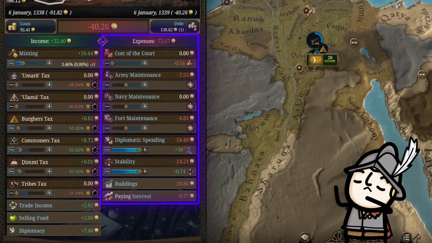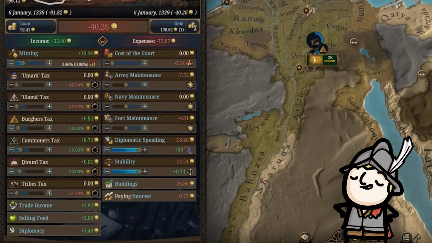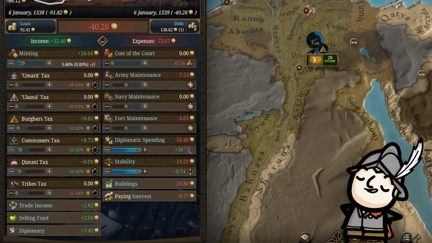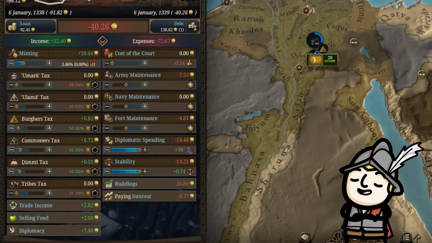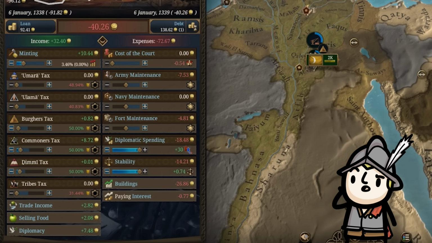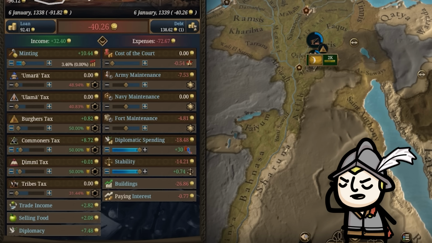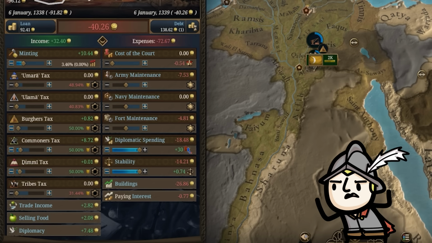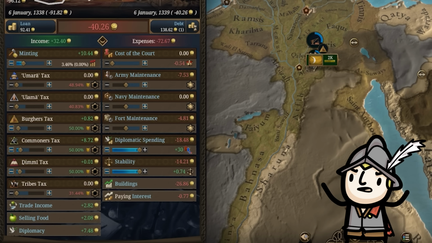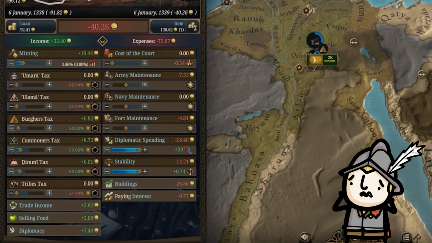Over here on the right, we have our expenses column. Something to keep in mind is that some costs scale based on the size of your economy, and some costs are fixed based on what you are actually doing. Court cost, diplomatic spending, and stability are examples of things that will become more expensive as your economy grows. Now, your army maintenance, navy maintenance, and fort maintenance will only scale based on what you actually build. If you have no navy, you will not be paying navy maintenance. If you have a large navy, you will be paying more in navy maintenance.